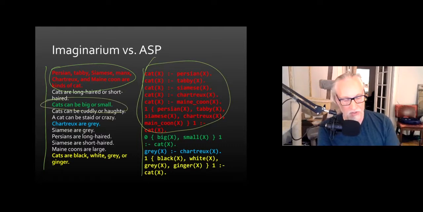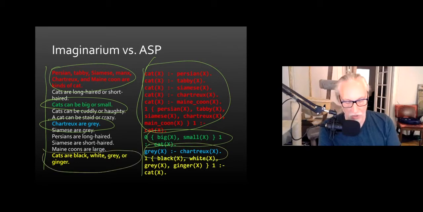This, which says that cats can be either big or small, but can't be both and don't have to be either, corresponds to this. All Chartreux are gray corresponds to this, and cats are black, white, gray, or ginger corresponds to this. And then there just wasn't room to have the other stuff.